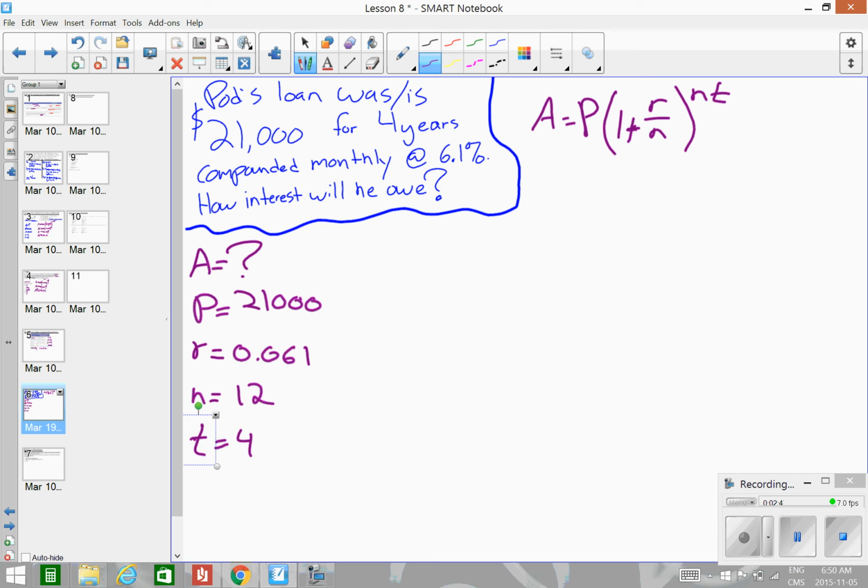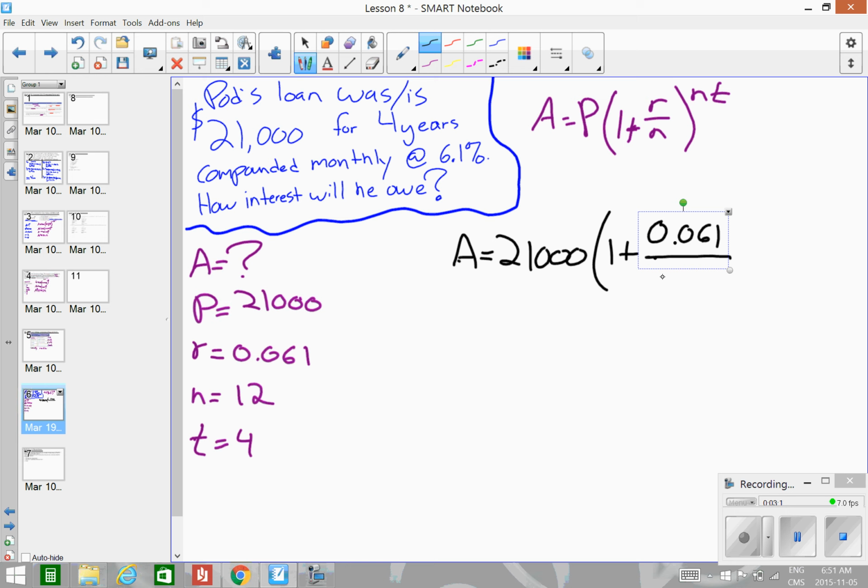So let's sub stuff into our formula. My principal is 21,000 times 1 plus my interest rate, 0.061, divided by 12 because it's monthly, and all to the power of 12 times 4.